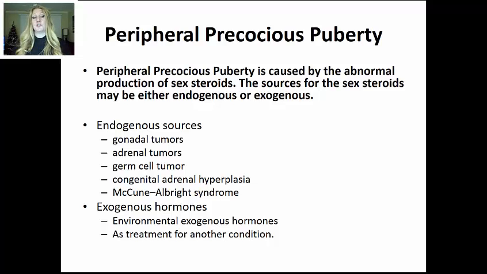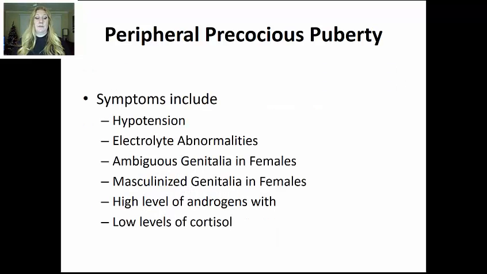Symptoms of peripheral precocious puberty include hypotension or low blood pressure, electrolyte abnormalities, ambiguous genitalia in females, ultramasculinized genitalia in females, high levels of androgens, and low levels of cortisol.